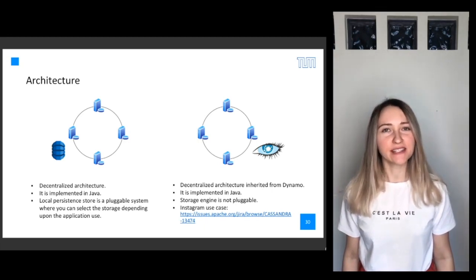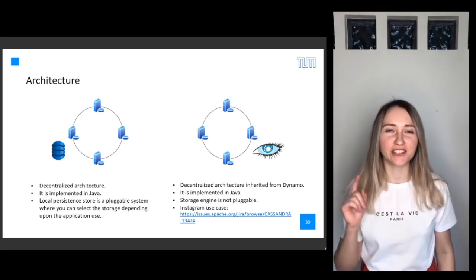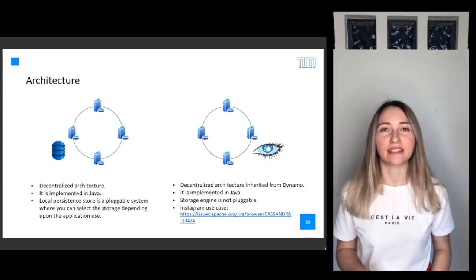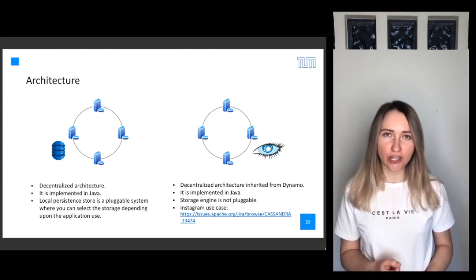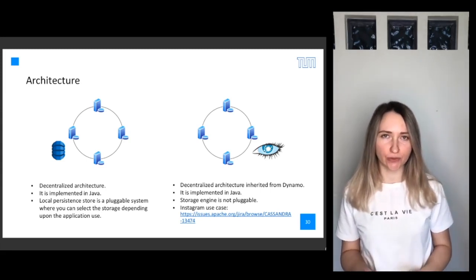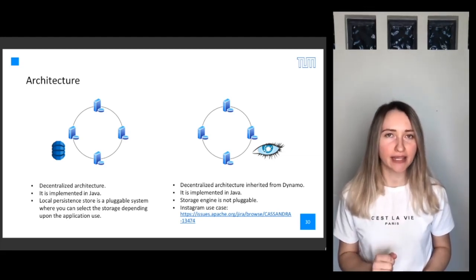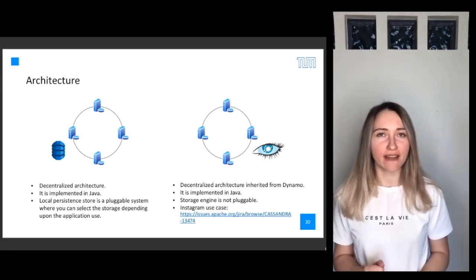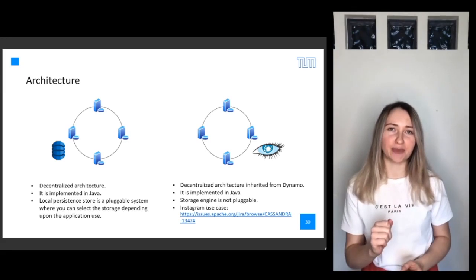Both database systems are implemented in Java. One architectural difference that we would like to mention here is that Dynamo Database's local persistent store is a pluggable system, where you can select storage depending upon the application use. Generally, Dynamo Database uses Berkeley Database or MySQL. Cassandra's storage engine isn't pluggable, though there were some successful attempts to replace it.